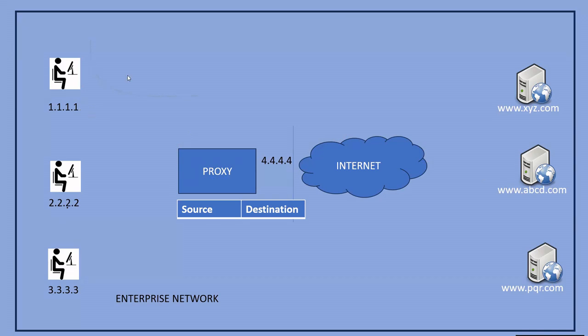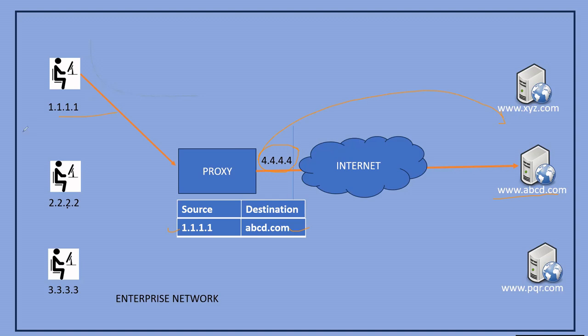For 1.1.1.1, who wants to visit a site, it first browses, and then the request goes from 1.1.1.1 to the proxy. The proxy will see the request. Okay, the source is 1.1.1.1, and it wants to go to abcd.com. What it will do is forward the request on its behalf to abcd.com. Remember one thing: when abcd.com receives a request, it sees that the source is 4.4.4.4, which is the IP address of the proxy, and not 1.1.1.1.